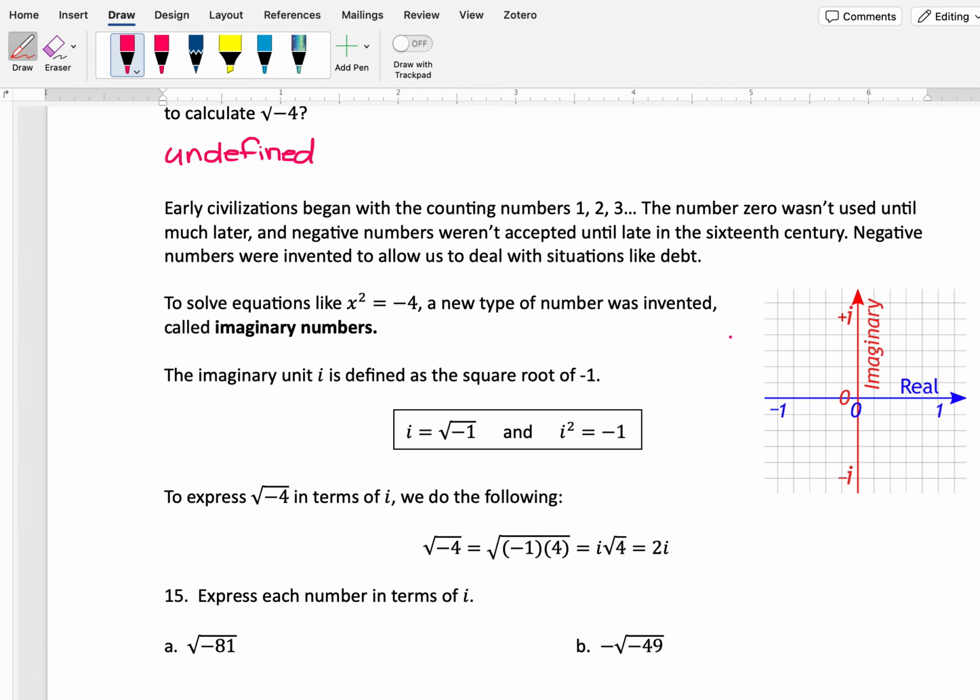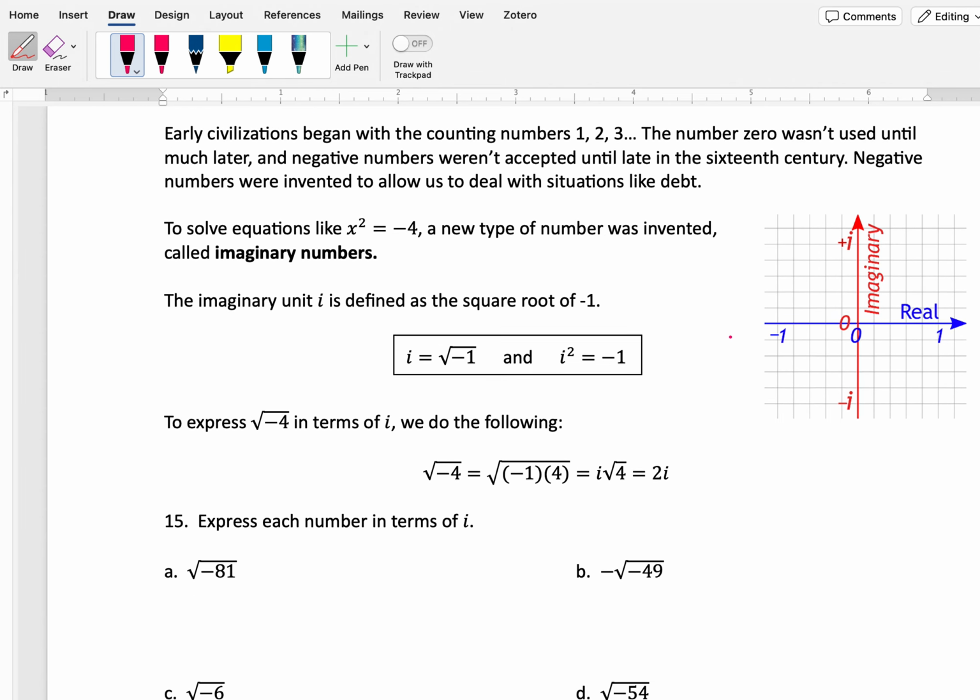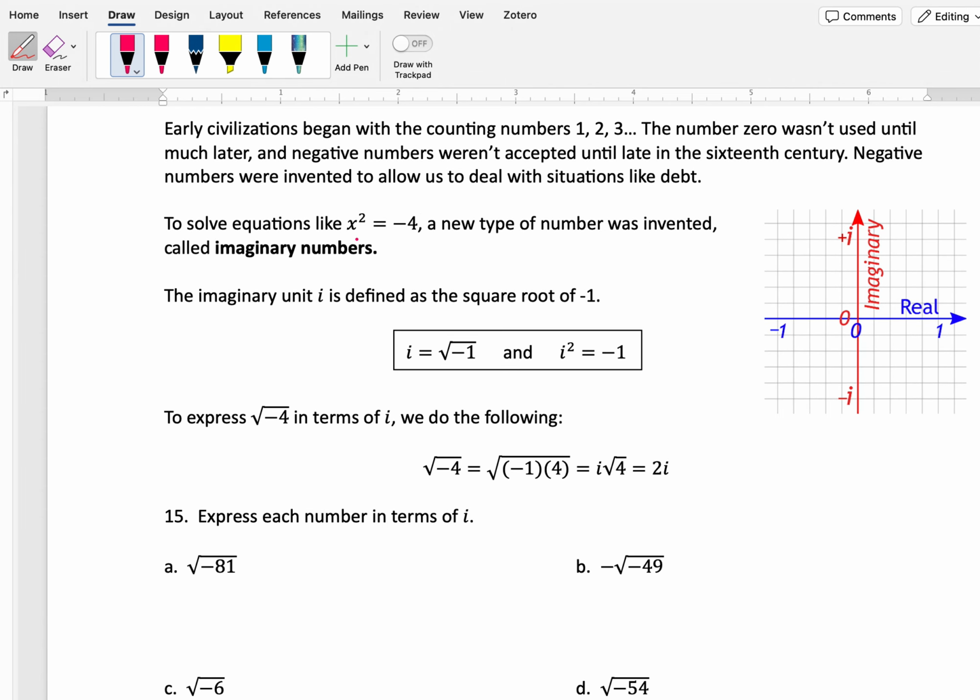So another type of number was invented called imaginary numbers to help us solve equations like x squared equals -4. So we know that there is no number that when you multiply it by itself, it equals -4. But we wanted a way to still be able to do some math with these sorts of things. So that's why imaginary numbers came about.